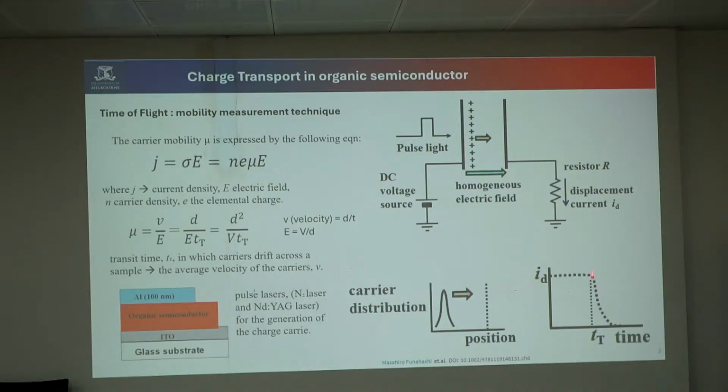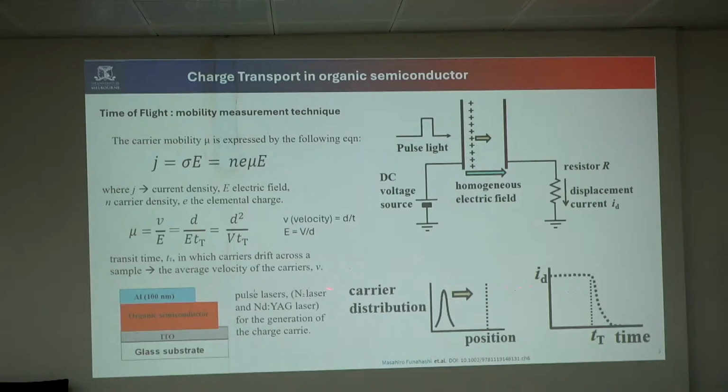From the experiment, we substitute into this formula, d squared by V t. We know that d is the thickness of your device. By knowing what voltage pulse we are applying, we can find this transit time, and then we can easily derive the mobility. Again, in this time of flight experiment, the mobility value comes from this famous equation: mobility equals d squared by V t. You know that electric field is voltage divided by distance, V by d, and velocity is distance by time. By substituting these factors, finally we arrive at this one.